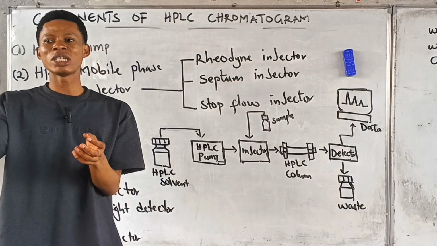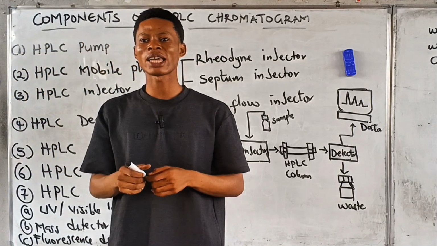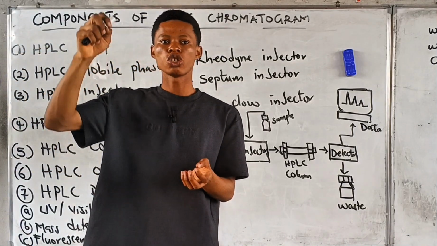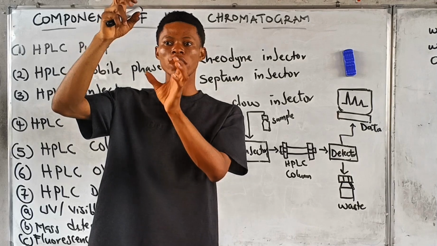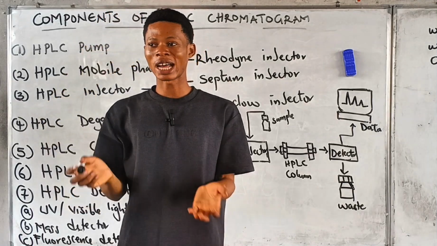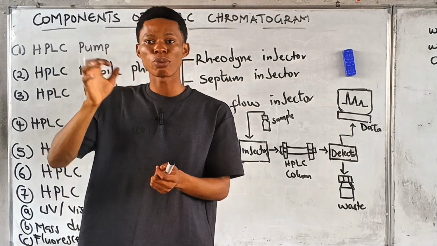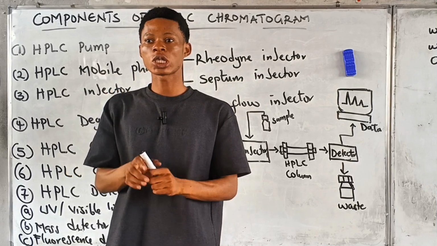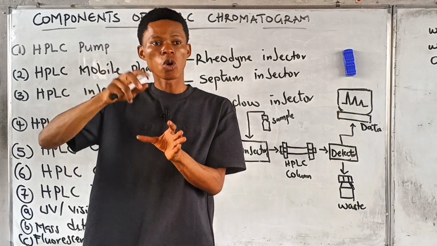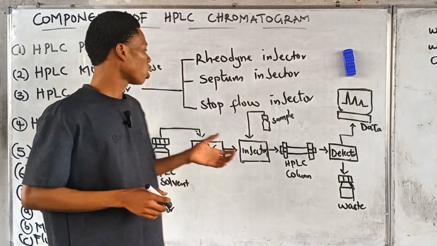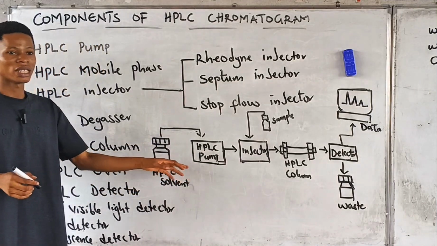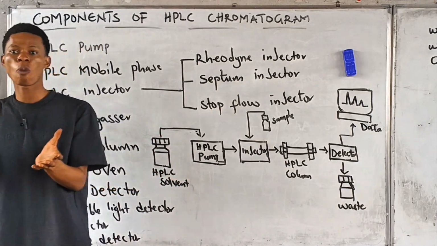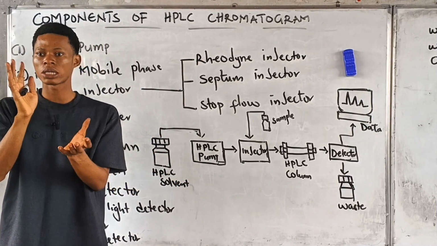Now, in HPLC, it's not like other chromatography where you just allow the separation to take place normally at normal speed. Here you want to hasten the process. So you apply your own pressure. Now the HPLC pump is what is giving that pressure to pump the mobile phase.